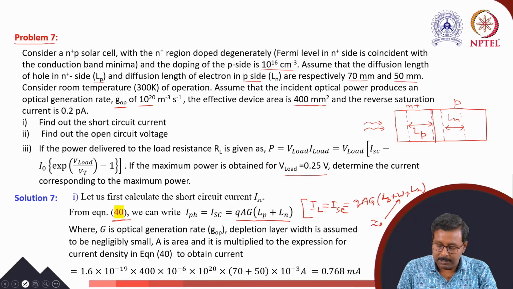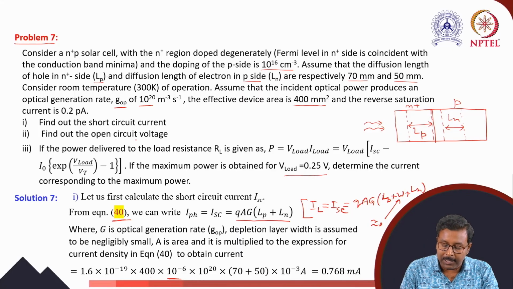Here it is mentioned as G optical, the notation is just changed. If you put in the values, Q, then the area is 400 millimeter square, so you convert it to meter square by multiplying by 10 to the power minus 6. 10 to the power 20 is the G. Ln and Lp are in millimeters, 70 plus 50 millimeter, into 10 to the power minus 3 meter. This gives you the current in ampere. After calculation, it gives 0.768 milliampere. This is the value of ISC.